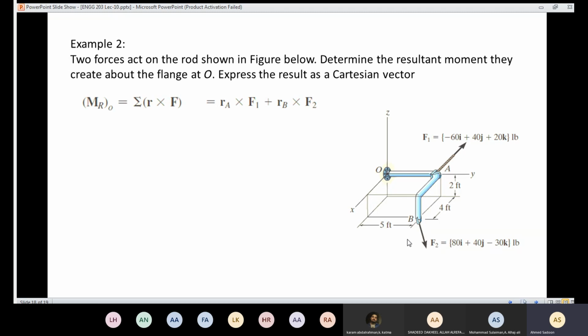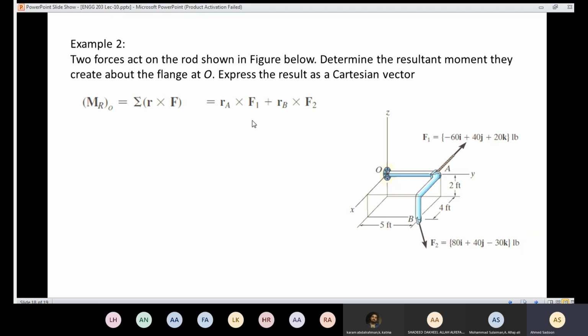And regarding F2, here is going to be the line of action of F2, but I'm going to move from point O, the origin, towards the point B, because I know the coordinates of the point B. So I'm going to say that the resultant moment is going to equal RA cross F1 plus RB cross F2.